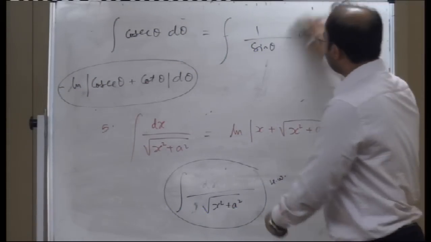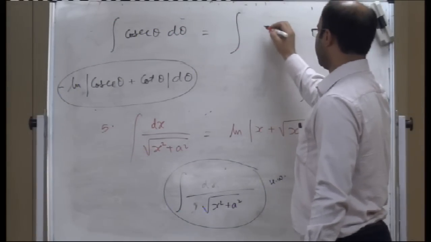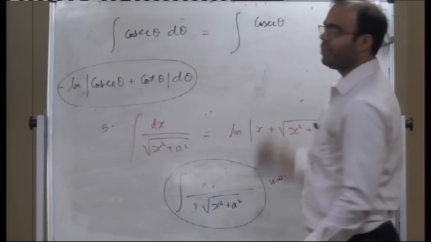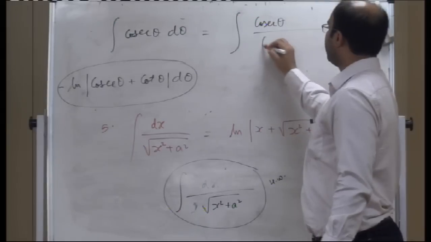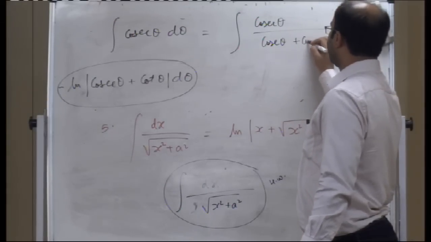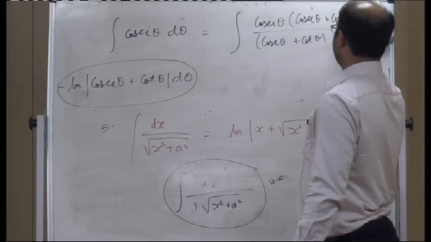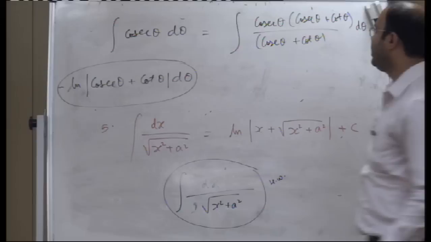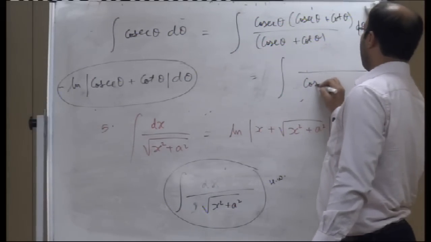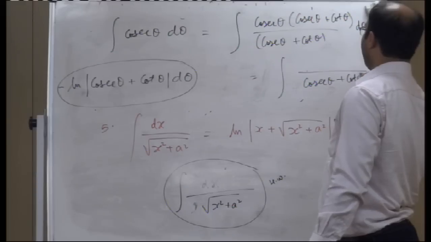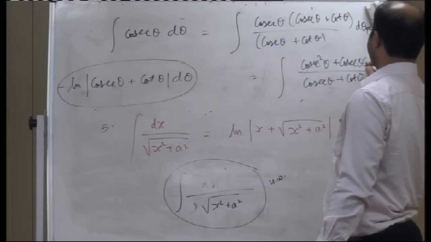So next step, instead of writing 1 by sin theta, one more thing you can do is write it as cosec theta. This is a manipulation which you have to do. There is no way out. You have to write it as cosec theta plus cot theta in the denominator and cosec theta plus cot theta in the numerator, and this is d theta. And then you have to do one thing: integral of cosec theta plus cot theta, and this is cosec square theta plus cosec theta cot theta d theta.